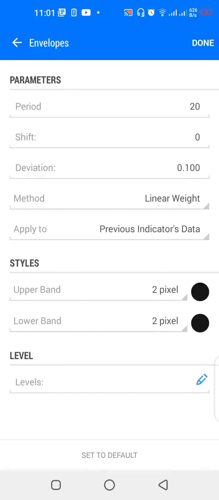Now I have envelopes. Period is 20. Shift is 0. Deviation is 0.100. Method is linear weight. Apply to previous indicator's data. Now the color of the upper band and the lower band is black.